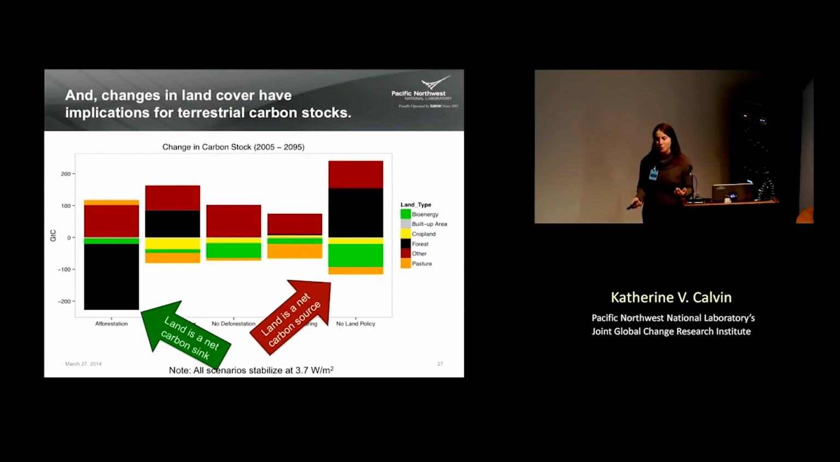The place where we cut down trees, land is a net carbon source. All of these cases are getting to the same climate target. So that was something we imposed on the system. We want to limit radiative forcing to 3.7 watts per meter squared. So if you have a big difference in terrestrial carbon fluxes, you have to make it up somewhere.